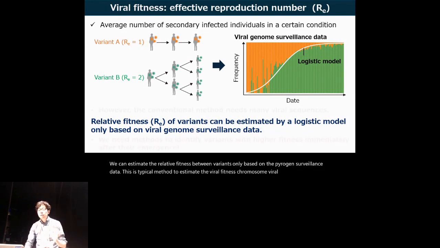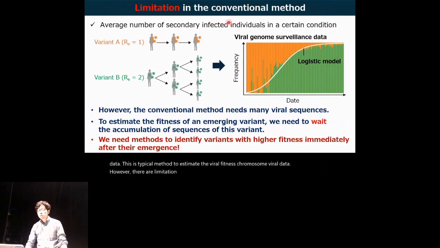However, there are limitations in this conventional method. The conventional method needs the accumulation of many viral sequences. Therefore, to estimate the fitness of an emerging variant, we need to wait for the accumulation of the sequences of this variant. Therefore, we need methods that can identify the variant with higher fitness immediately after their emergence.